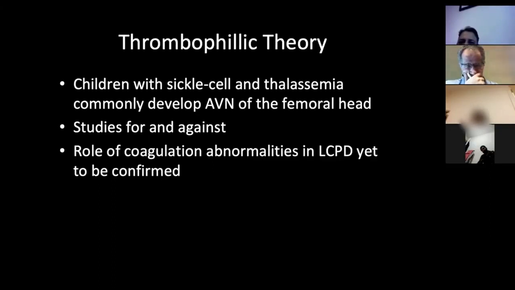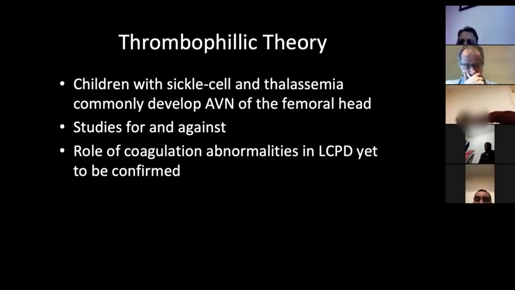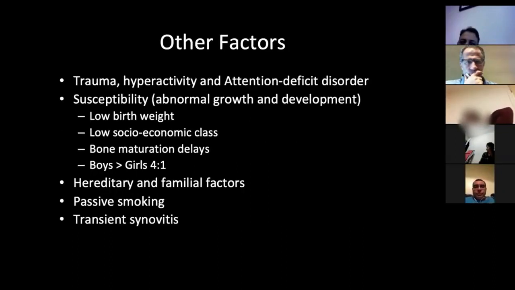And the thrombophilic theory, which is that kids with sickle cell and thalassemia do show an increased incidence. Maybe, maybe not. We don't know. We know it's a place that we can look at. Other factors include trauma, hypermobility, attention deficit disorder, susceptibility, slow growth, low birth weight, and low size.